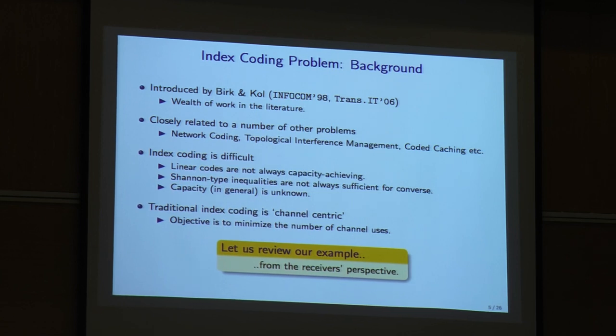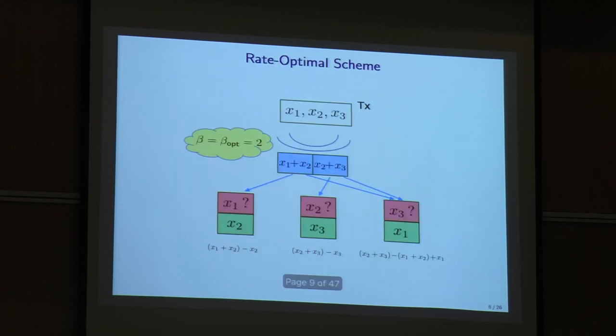Now let's go back and review what we did. We saw 2 examples, uncoded and coded scheme. Let's look at the capacity achieving scheme. You're transmitting 2 frames to 3 receivers. This receiver wants to decode x1, but he need not listen to both frames. Because he's using only x1 plus x2, and then he subtracts x2, right? So although you're transmitting 2 frames, he needs to listen to only 1 frame.